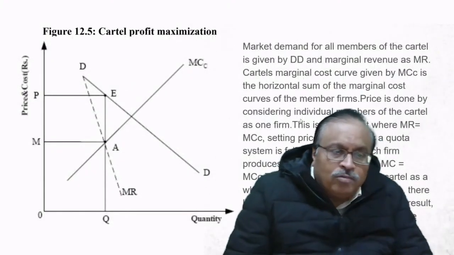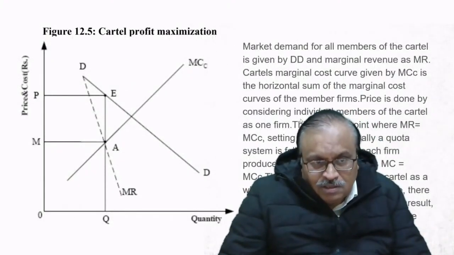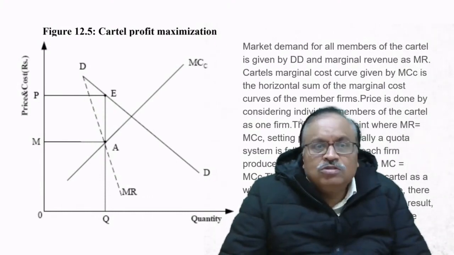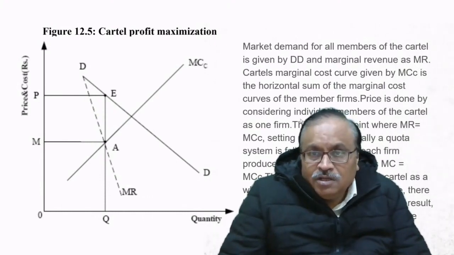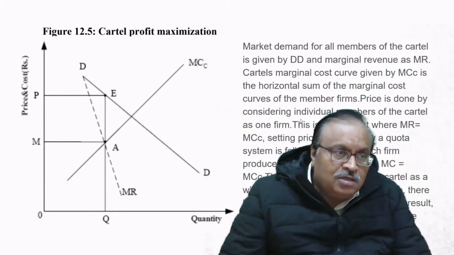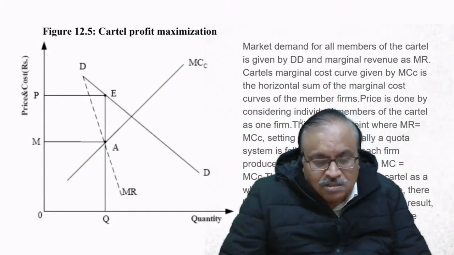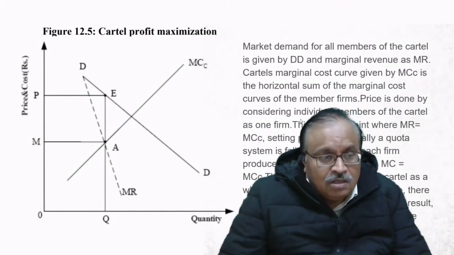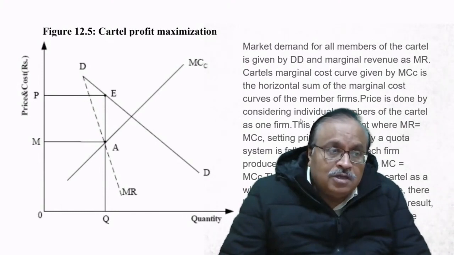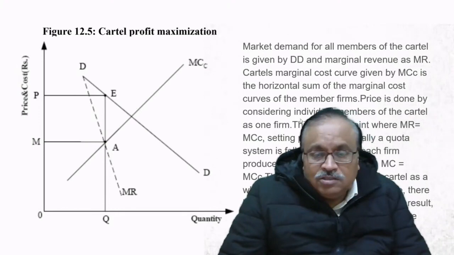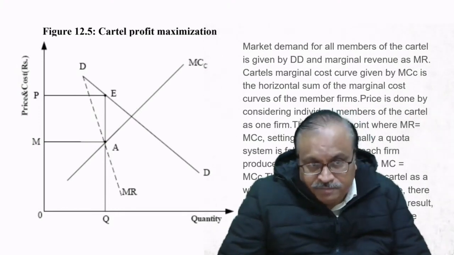So how does cartel profit maximization work? This is a graph which shows the original demand curve as DD. Then we have MC, marginal cost. On the y-axis, we have price and cost, and on the x-axis we have quantity.